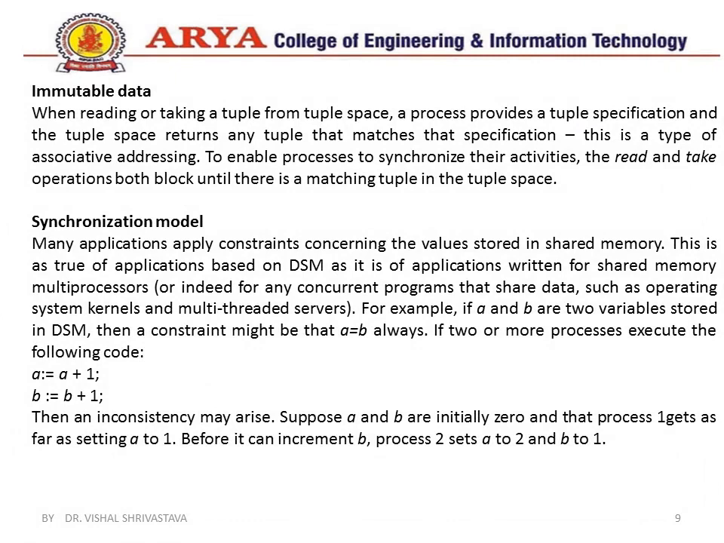Immutable data. When reading or taking a tuple from tuple space, a process provides a tuple specification and the tuple space returns any tuple that matches that specification. This is a type of associative addressing. To enable processes to synchronize their activities, the read and take operations both block until there is a matching tuple in the tuple space.